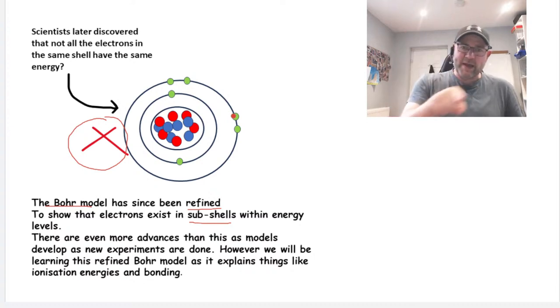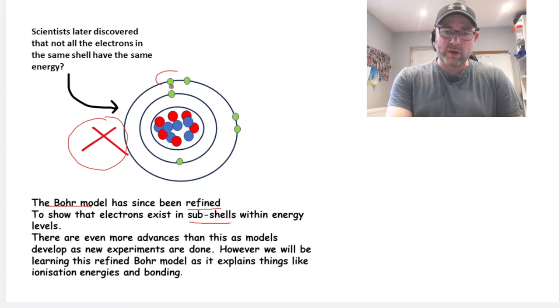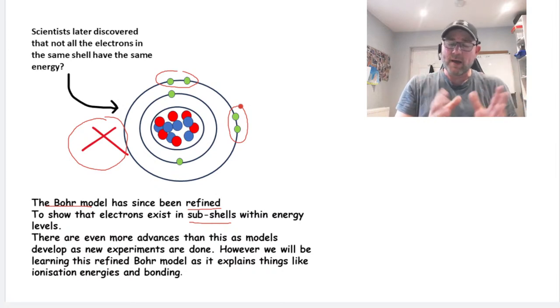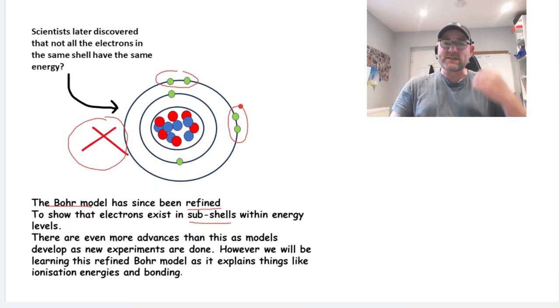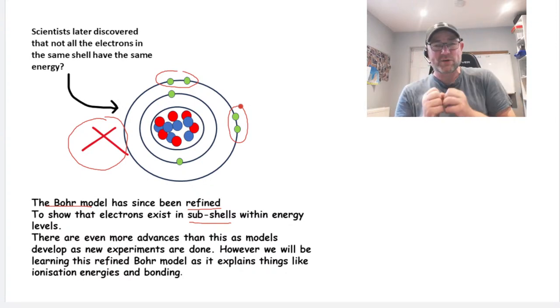So you know these rings that we call shells. Well, at A level, what we say is that not all the electrons in the same ring have the same energy. So these four are all in the second shell. But we break that down now into subshells. And then we break those subshells down further into things called orbitals.